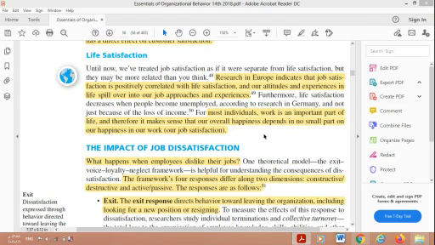Some research in Europe indicates that job satisfaction is positively correlated with life satisfaction, and our attitudes and experience in life spill over into our job approaches and experience. So there is a relationship, a direct relationship or a correlation, between job satisfaction and life satisfaction.